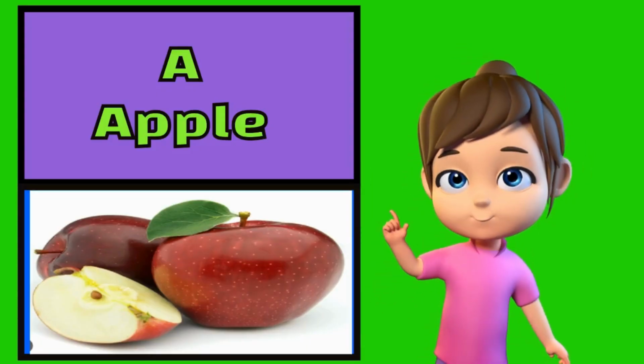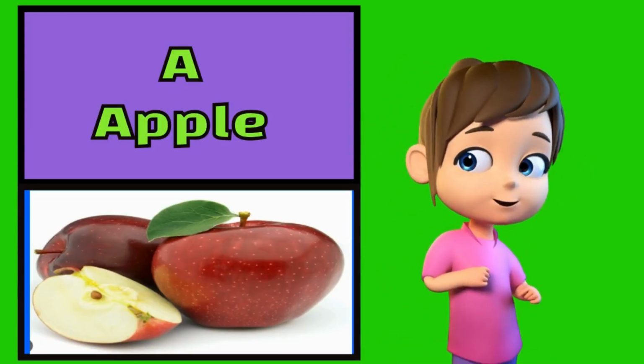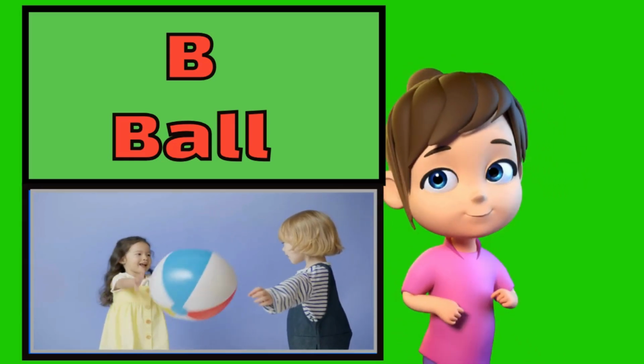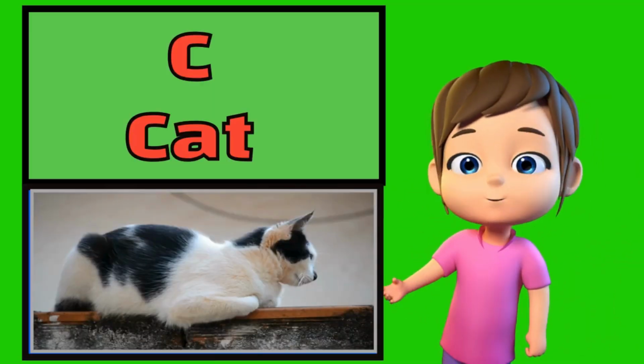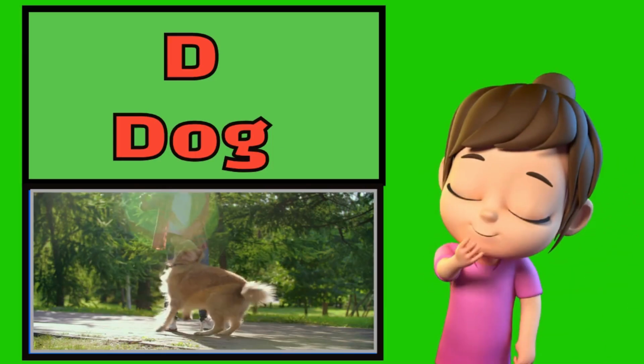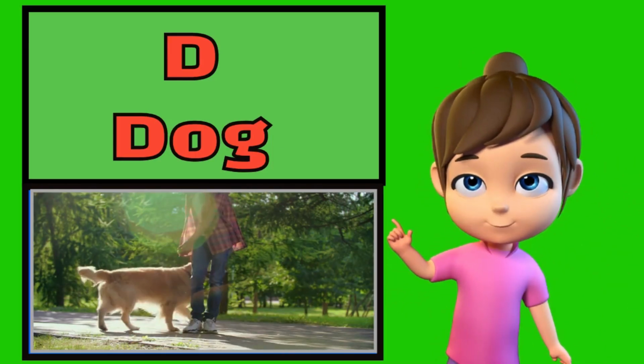A for apple, this is an apple. B for ball, this is a ball. C for cat, this is a cat. D for dog, this is a dog.